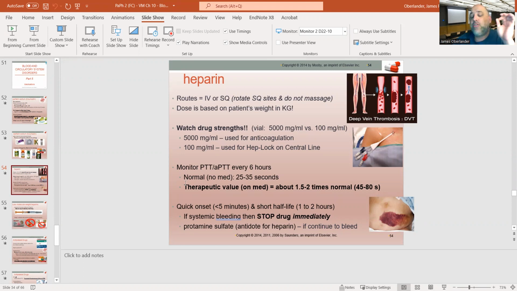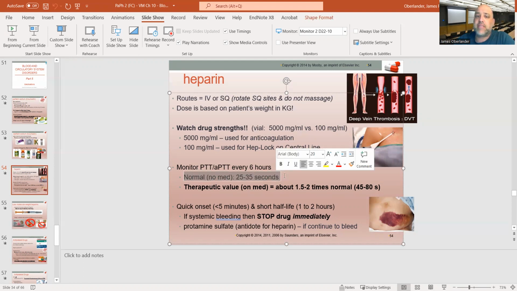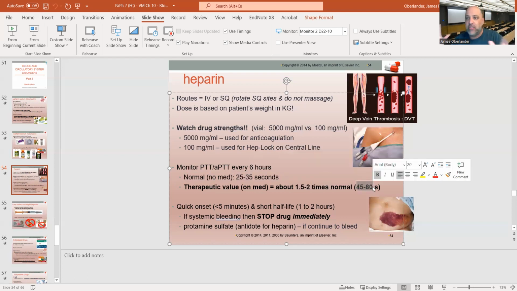Now, again, your body has a normal clotting time. A normal, no medication, 25 to 35 seconds is about the range. 30 to 40, 25 to 35, somewhere in that range is what you and I have, at least if we're not on heparin. Now, if I'm on the medication, I want a therapeutic value, which is going to be 1.5 to 2 times the normal, which you just double it. So somewhere in the 45 to 80 second range, 40 to 80 second range.